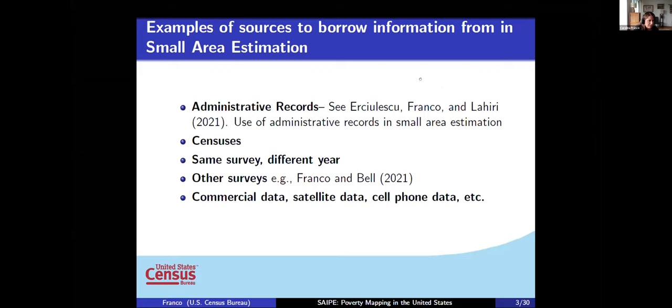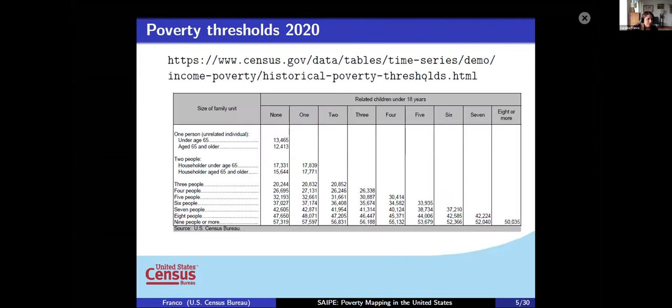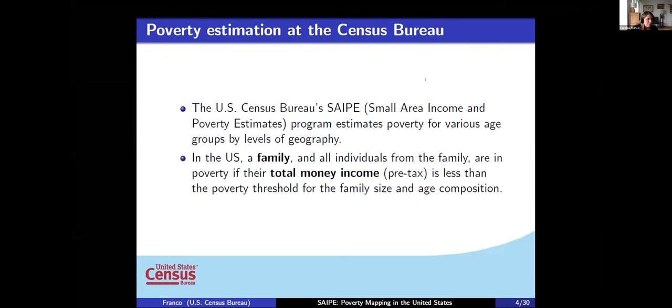Now let me address the Census Bureau's methods. In the Census Bureau, poverty is produced at several geography levels and age groups by the SAPI program, the Small Area Income and Poverty Estimates program. I want to talk about the poverty definition in the US. In the US, a family and all people in that family are in poverty if their total income falls below a threshold, and the threshold depends on family size and composition.